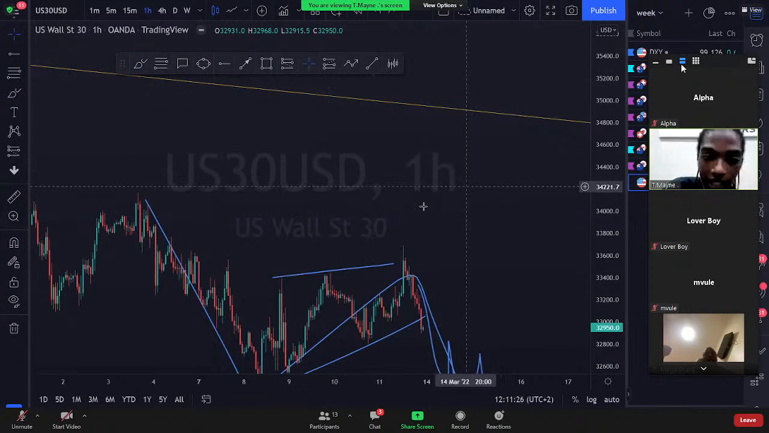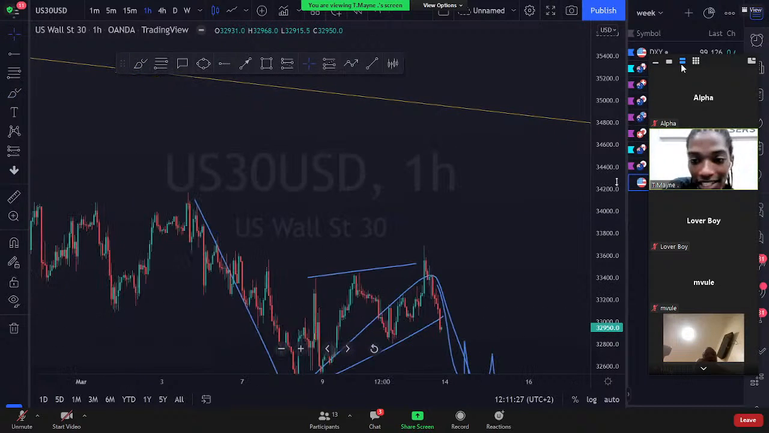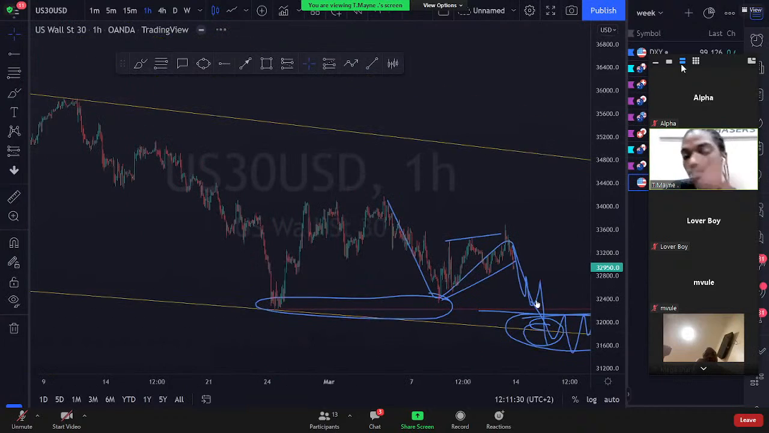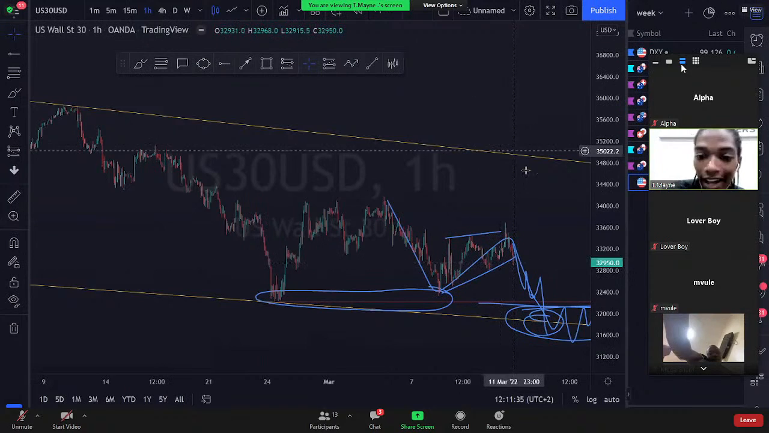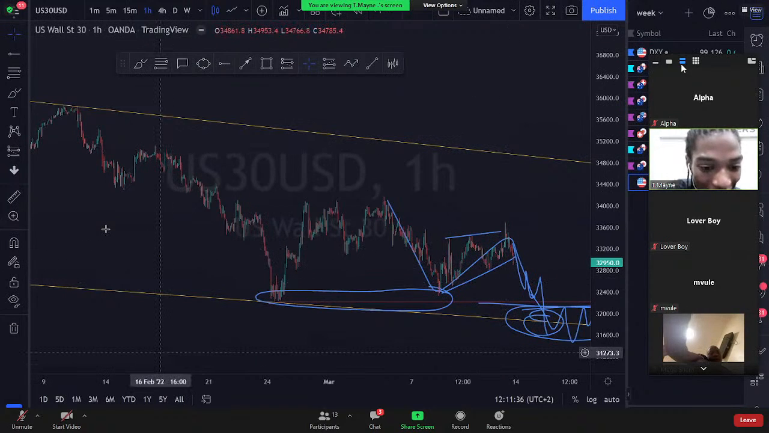Because obviously, the psychology behind the descending structure is just that people are being taken out on one side of the market and orders are being stacked in on the bullish side of things. I just figured that it's going to be a little bit lengthy if we go into the explanation, and it's like 12 o'clock already.